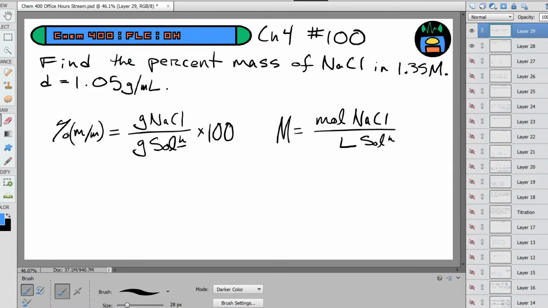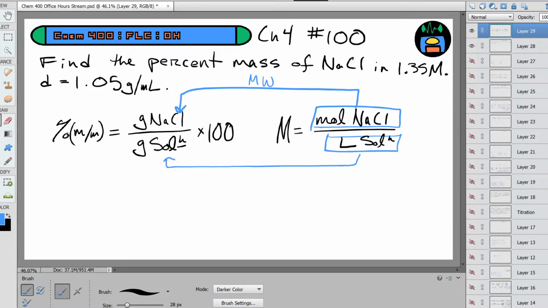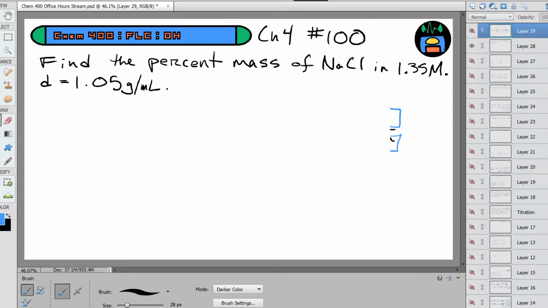So really, we need to convert moles to grams. How do you do that? Molecular weight, no problem. The second thing we need to do is convert liters to grams. And how do you do that? Density. Density gives you a ratio of grams to volume. And look, we've got the density and we can calculate the molecular weight here. So this is actually a unit conversion problem. So let's get about it.